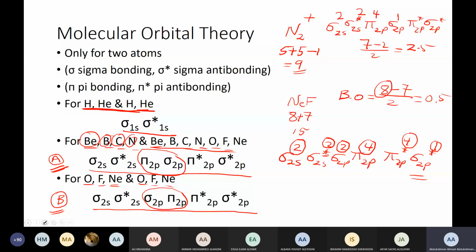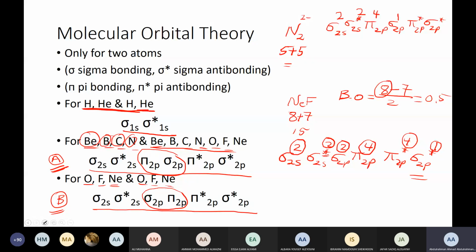Here, let's do one more example. I will do everything here, changing it simply. Oh, by the way, is this molecule paramagnetic or diamagnetic? Paramagnetic. Good. All right. Let's do N2 2 minus.